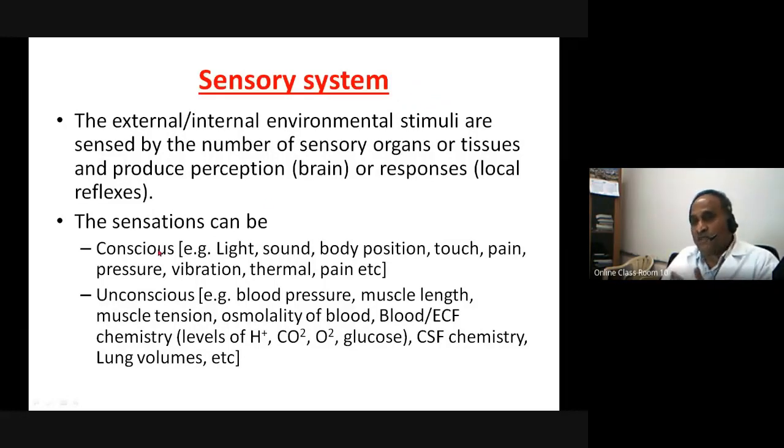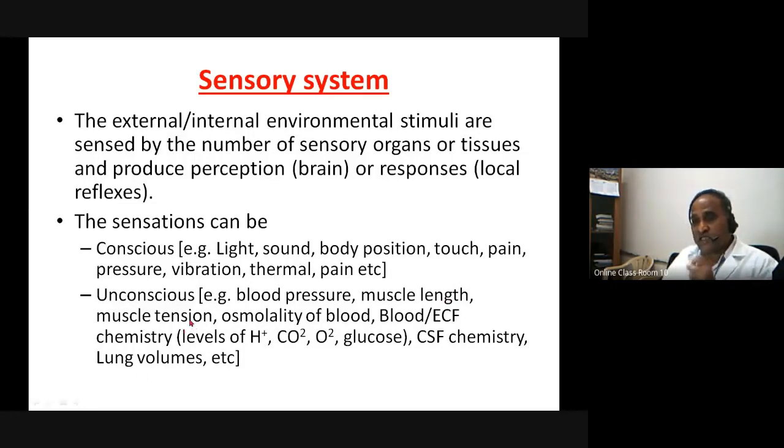Sensation can be conscious, so that means we have conscious sensations such as the light or the sound you are hearing, the heat or the cold, and so on. These are all conscious sensations. There are unconscious sensations, like blood pressure and muscle length. We don't know the length of each and every individual muscle, but they are continuously being monitored. That is what the muscle tone is.